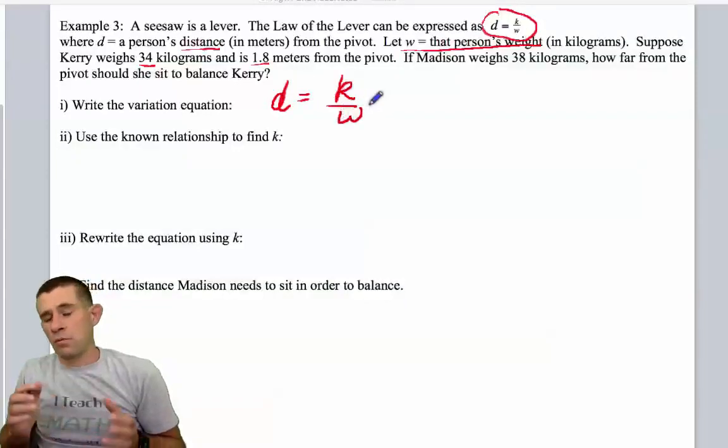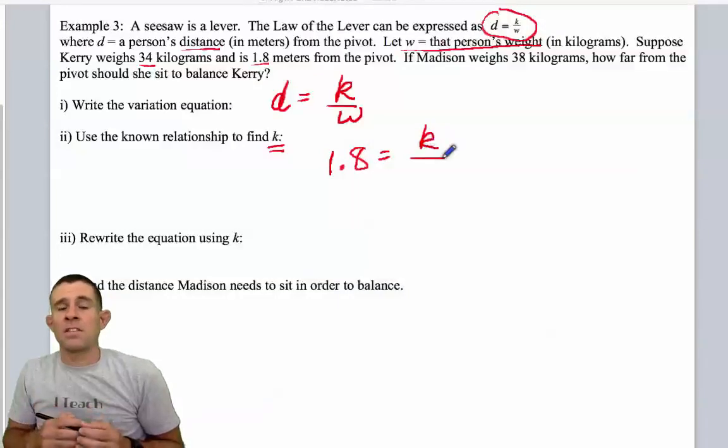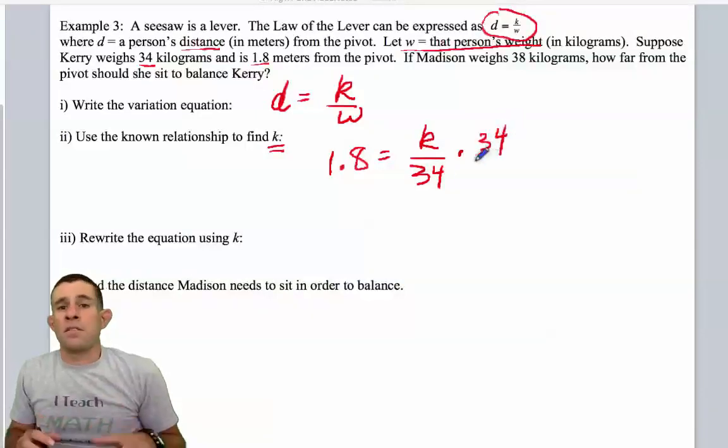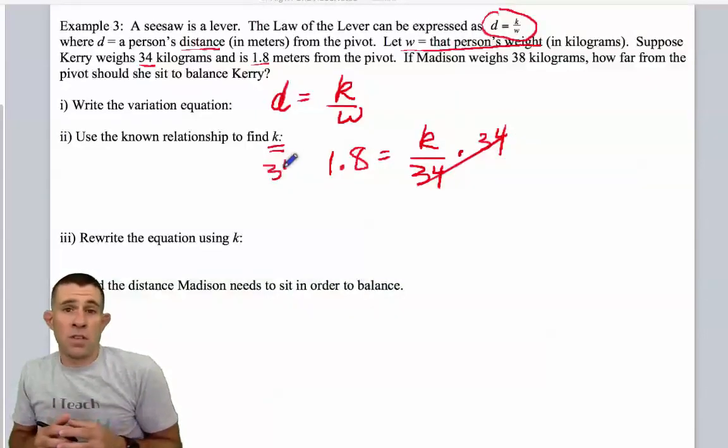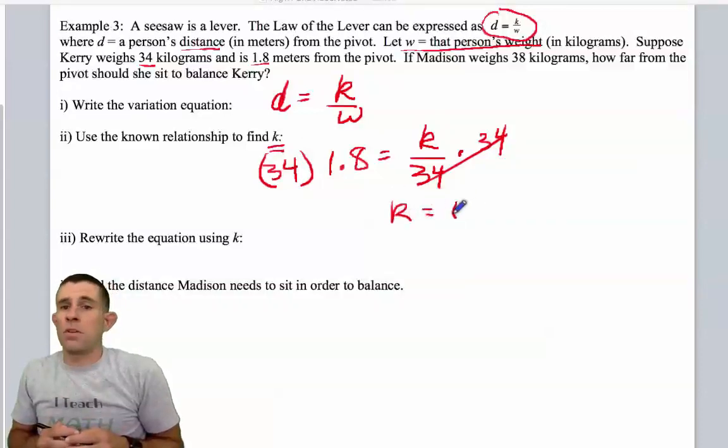Now we're going to use our known relationship to find our constant of variation. So let's substitute in Carrie's weight and her distance and solve for k, our constant of variation. We need to multiply both sides by 34, and our constant of variation therefore will be 34 times 1.8, which is 61.2.